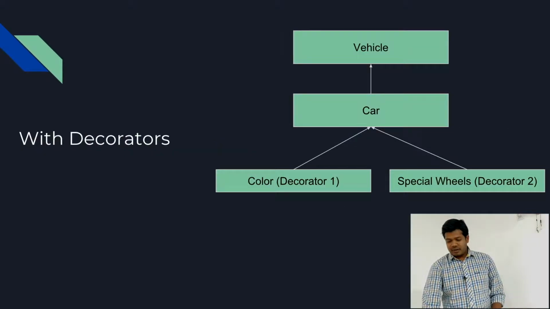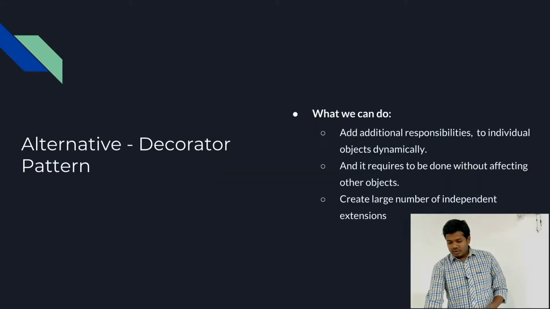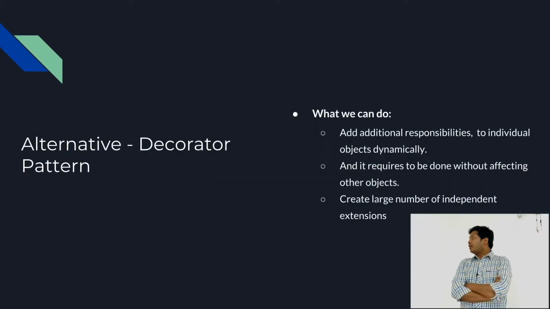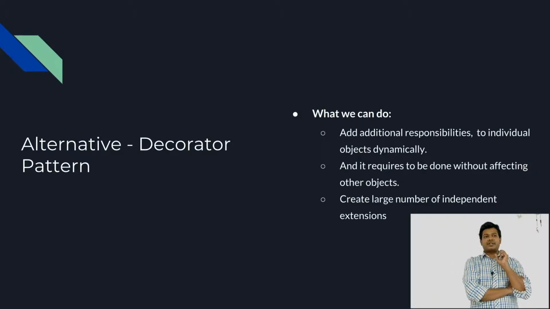So now we have the decorator pattern. With decorators, there's a class car, and we can have color and special wheels as two different decorators, so we can add them dynamically. Decorators help us add individual responsibilities to individual independent objects independently, without adding any extra code. It's so simple, and we can create a large number of different independent extensions across the business logic.